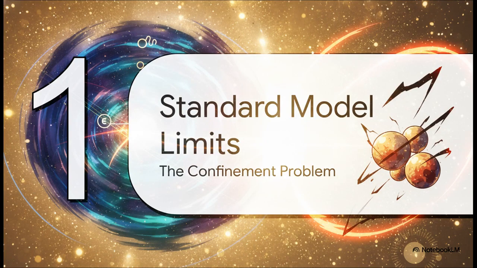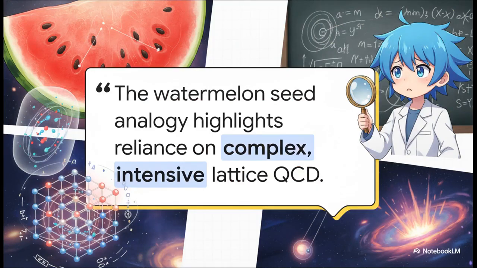All right, let's jump straight into Section 1, the Standard Model's limits, the confinement problem. Our current understanding of protons and neutrons relies heavily on what the source material calls the watermelon seed analogy. Basically, in the Standard Model, quarks are viewed sort of like seeds trapped inside a watermelon, and they're held together by particles literally called gluons.